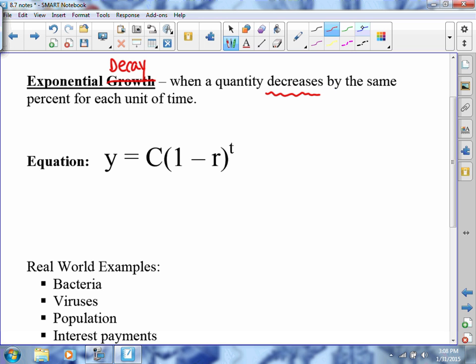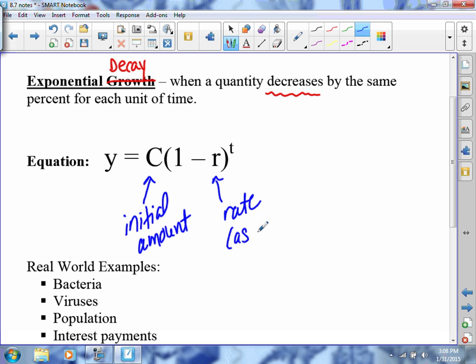So the equation we're going to work with today is the same as what it was yesterday, except for one minor change. We're still going to have our initial amount, and we're still going to have our rate, and we're still going to have to write it as a decimal, and we're still going to have our time. But the thing that changes in the equation for today is that it's no longer a 1 plus r, it's a minus. So that's the difference between the exponential growth and the exponential decay.